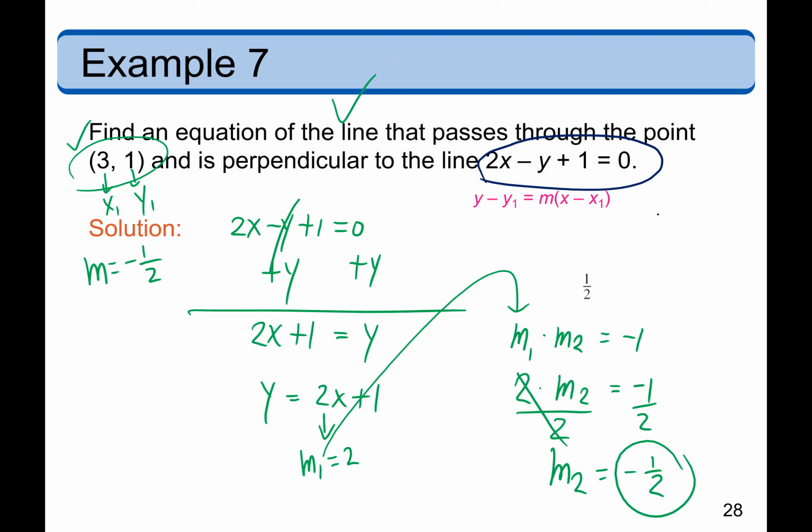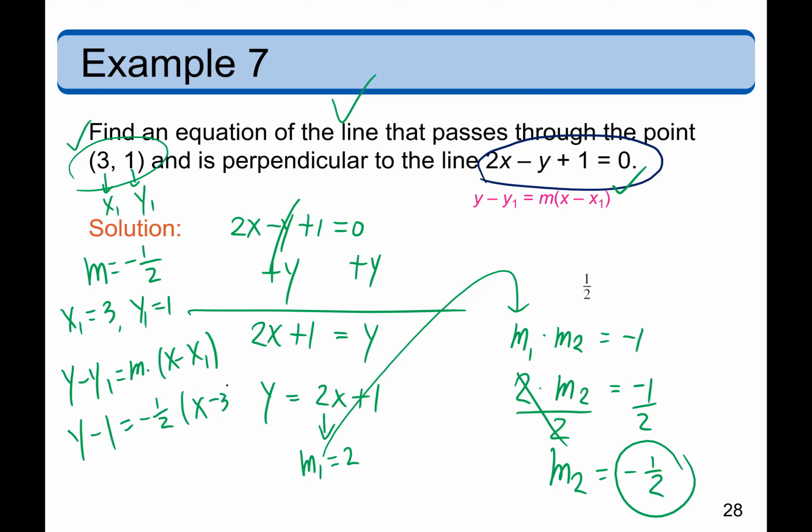So what we can do is x1 is 3, y1 is 1. We're using this point-slope formula, y minus y1 equals slope times x minus x1. I'll just throw all 3 numbers into the formula. So y minus 1 equal to -0.5 times x minus 3. Now we can distribute it. So y minus 1 equal to -0.5x plus, negative becomes positive, half times 3 is 3/2.